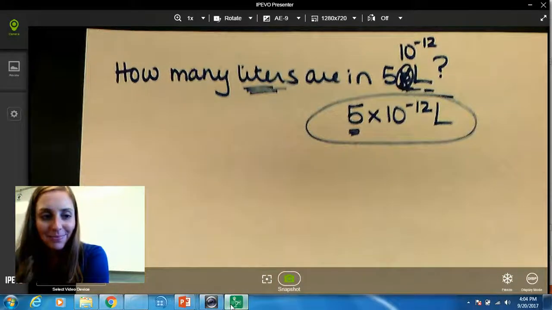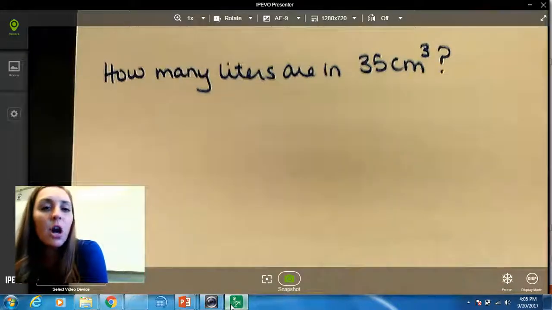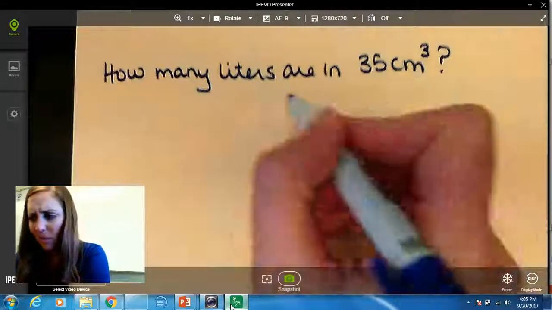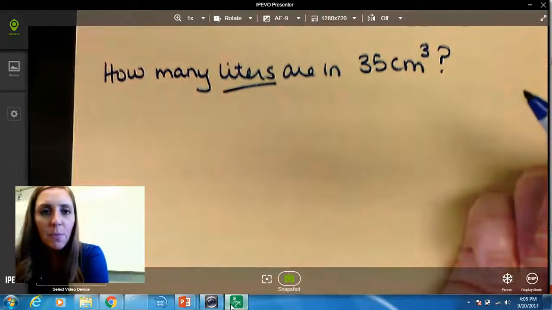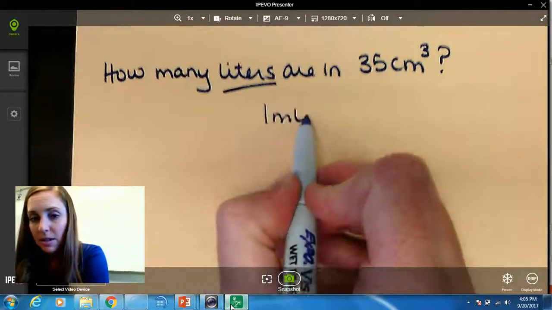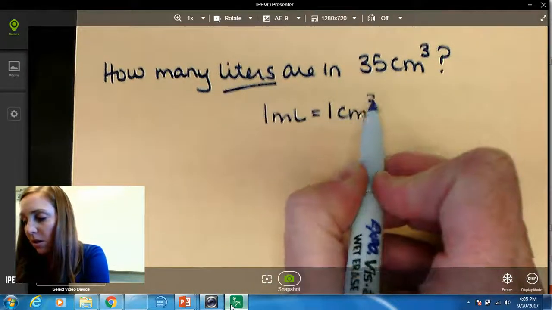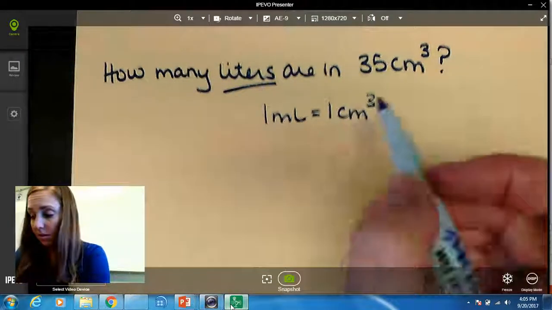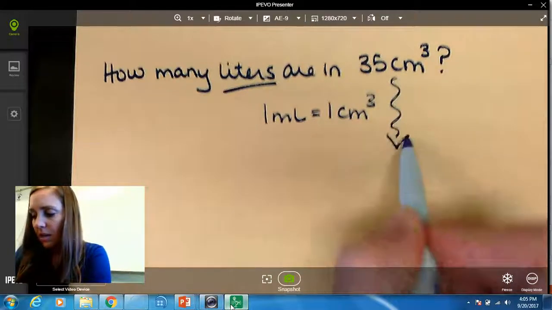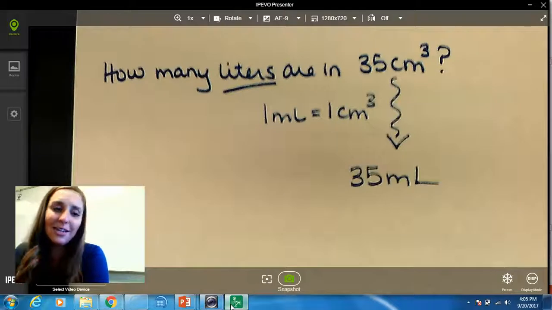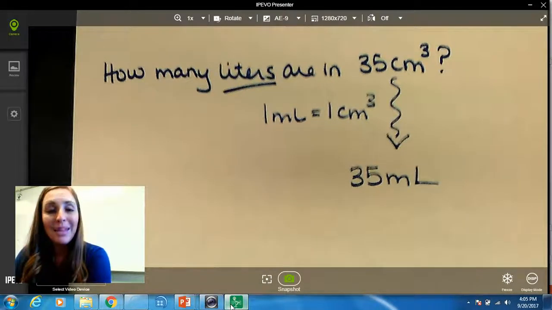There's your answer. Let's do one more. How many liters are in 35 cubic centimeters? So we've got cubic centimeters and we want liters, which is weird because there's no prefix to get rid of. But if you remember, 1 milliliter equals 1 cubic centimeter. So however many cubic centimeters I have, I can change that to liters. So I'm going to make this into 35 milliliters. From here, I can easily convert it because I can remove milli and replace it with its 10 power.